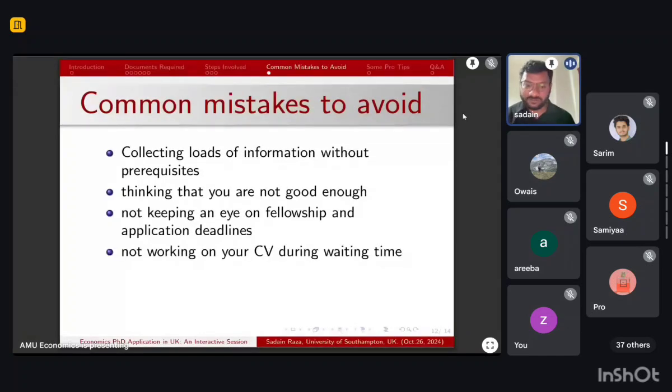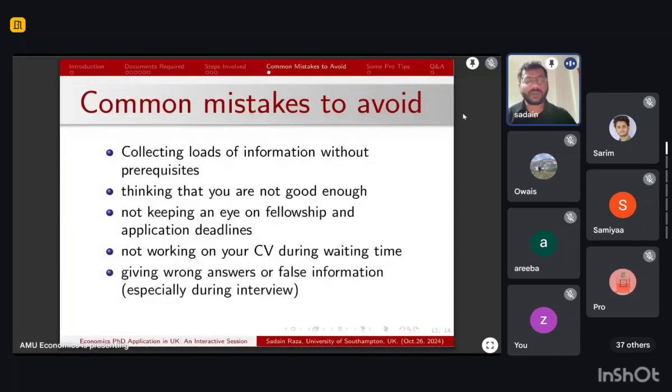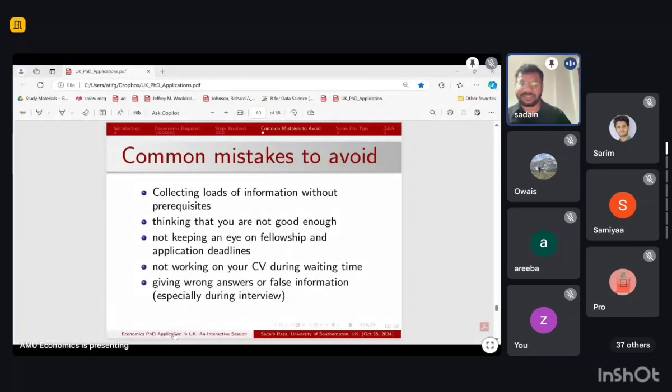Not keeping an eye on fellowship and application deadlines. You should not just collect information and only information. Keep an eye on a few things like the Chevening fellowship, the ESRC fellowship, three or four fellowships, and know the usual deadline and when to apply. These things are important because you may be ready to make an application, but just because you don't know the deadline, you miss it. So you should know a little bit about it.